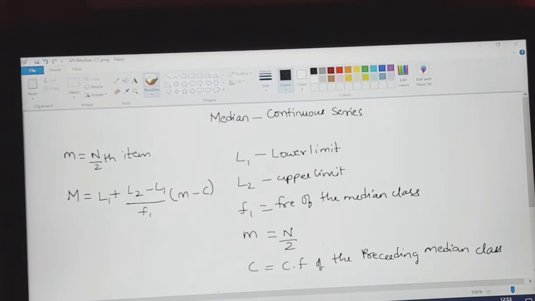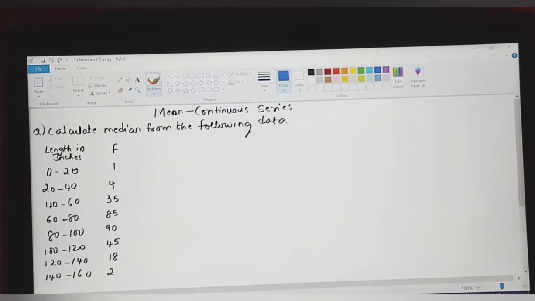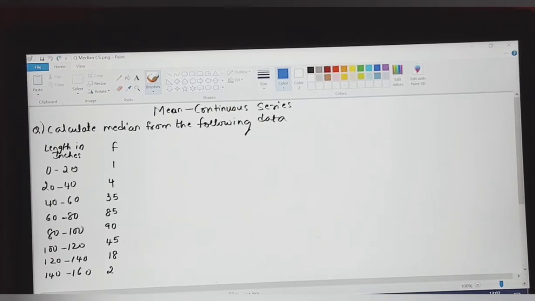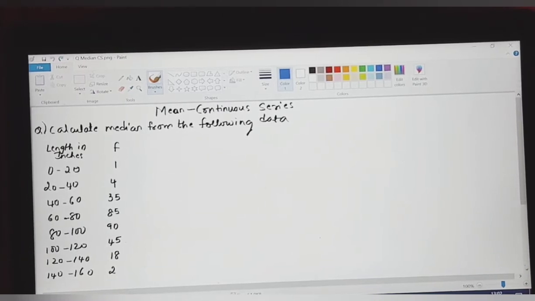As usual, we will arrange the data, or check whether the data is in ascending or descending order. Then we find the cumulative frequency, and then we apply the formula. So let's look at the question related to median continuous series. Under this, we will be calculating the cumulative frequency based on the given question.